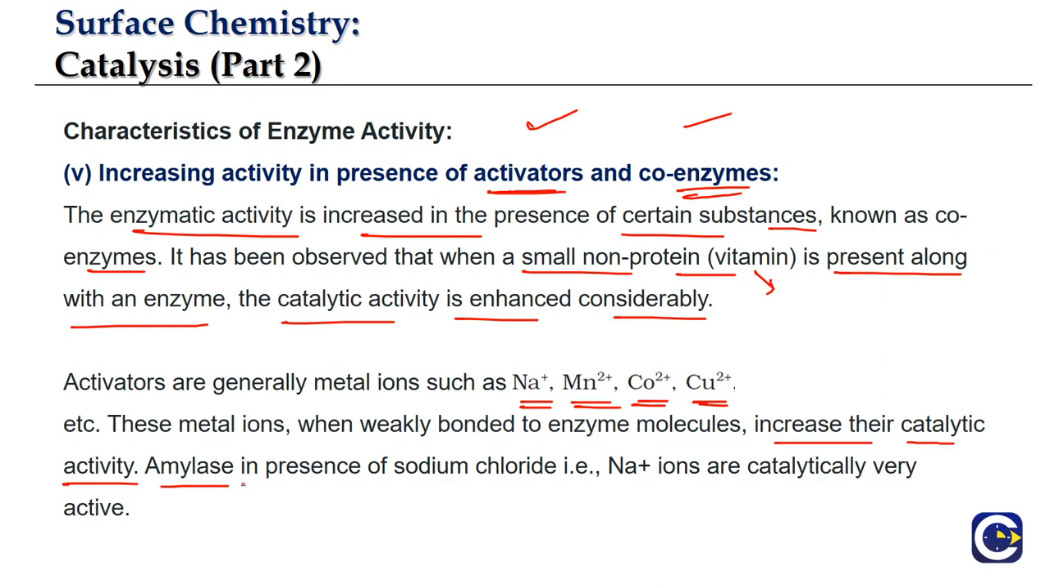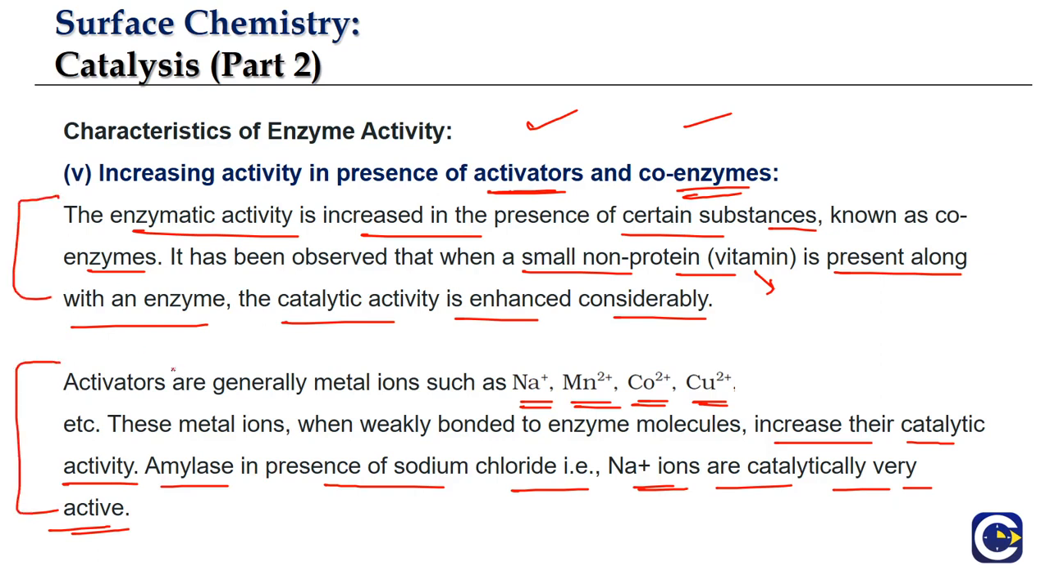Like amylase, if it is in the presence of sodium chloride, the Na+ ions will make it catalytically very active. The attachment of Na+ ions to the amylase will make the amylase catalytically more active. So this is about the idea of coenzymes and activators.